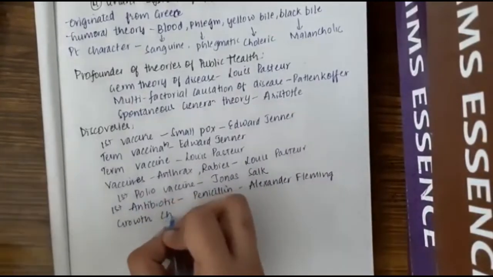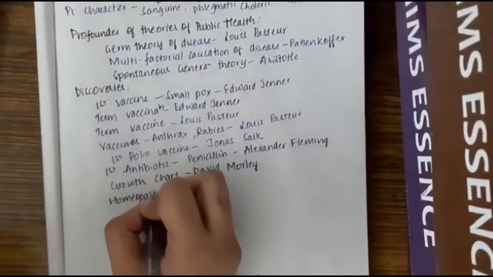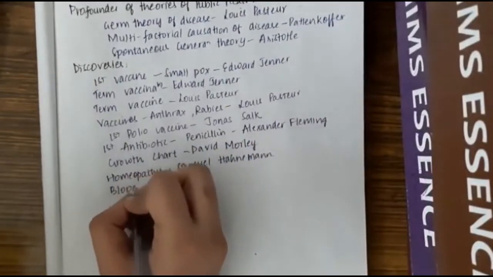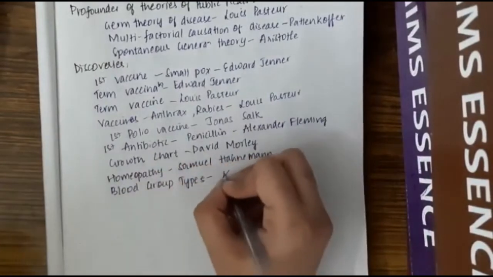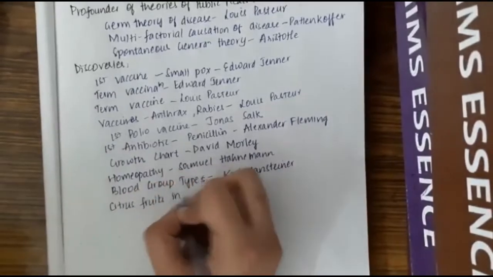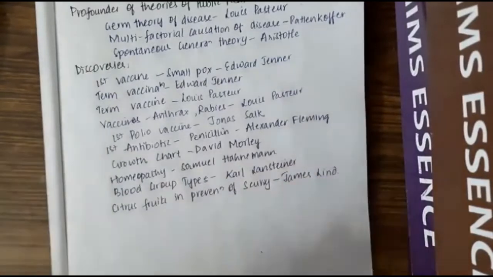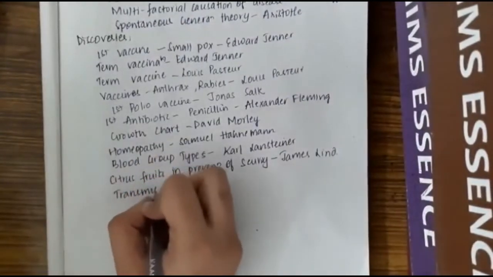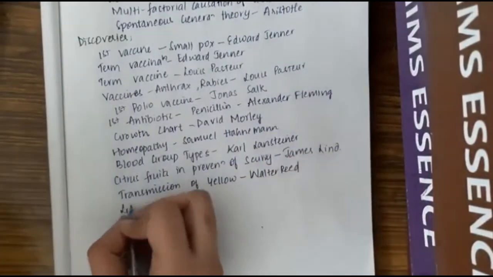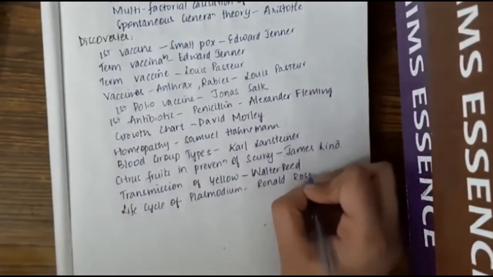Growth charts which are used in pediatrics for children's growth were discovered by David Morley. Homeopathy was discovered by Samuel Hahnemann, and he is regarded as father of homeopathy. Blood group types are discovered by Karl Landsteiner. Citrus fruits in prevention of scurvy is discovered by James Lind. Then transmission of yellow fever is discovered by Walter Reed. Life cycle of Plasmodium is discovered by Ronald Ross.